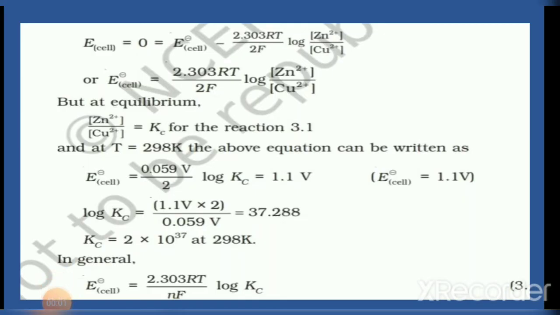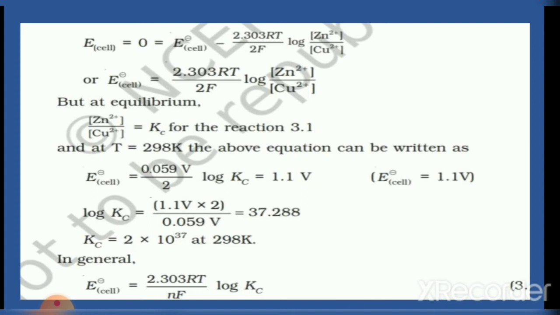Equilibrium constant Kc from Nernst equation. Consider the Nernst equation for Daniell cell. The Nernst equation is E cell is equal to E naught cell minus 2.303 RT by 2F log of zinc ion concentration by copper ion concentration. When equilibrium is attained, E cell will be equal to 0 and zinc ion concentration by copper ion concentration will be equal to Kc, that is equilibrium constant Kc.